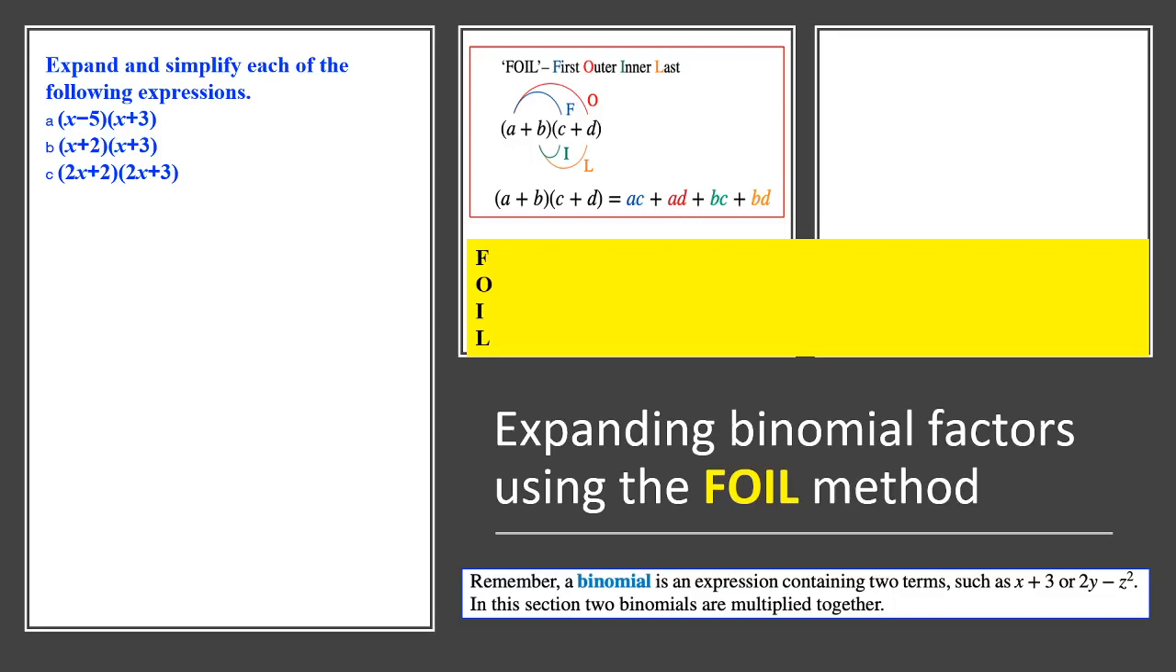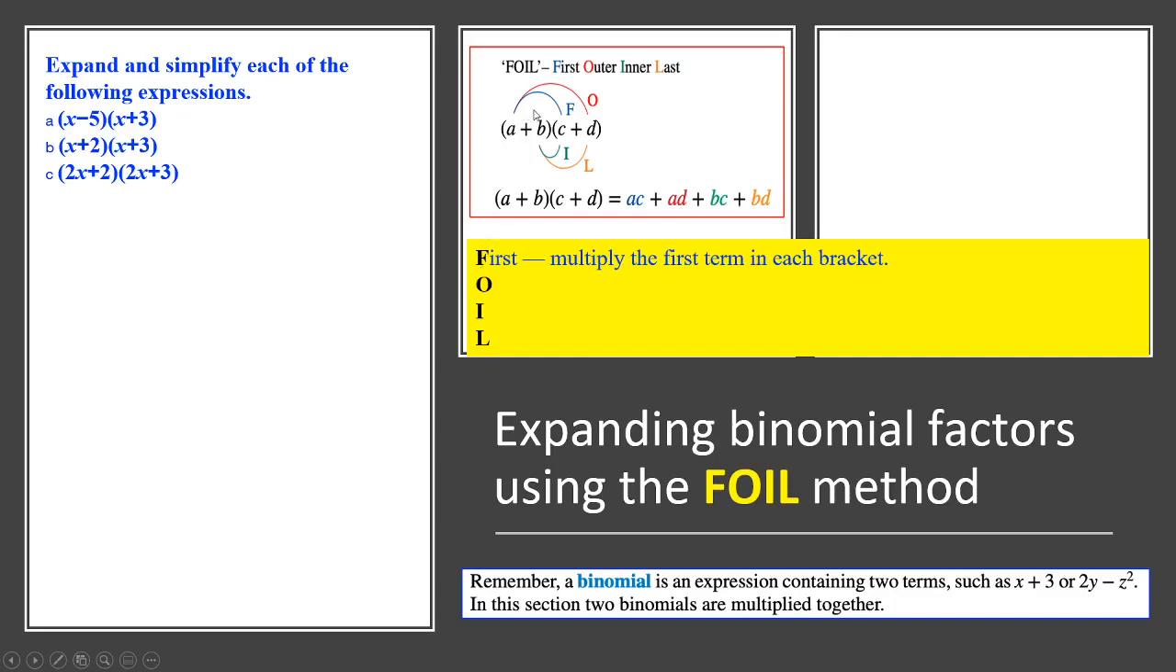Now, the FOIL method is a way of expanding two sets of brackets that are multiplied by each other. So two binomial expressions, meaning they've got two terms, multiplied by each other. Now, FOIL stands for, we've got it written up there, but we'll explain it a bit more.